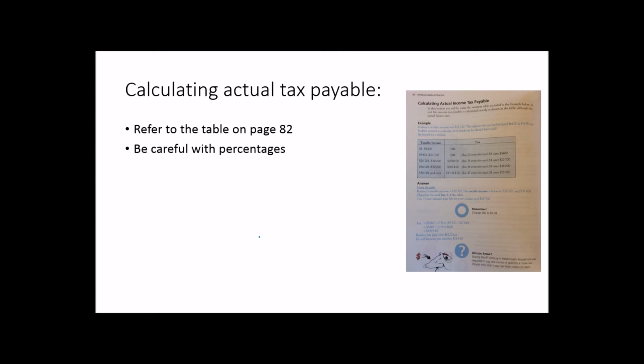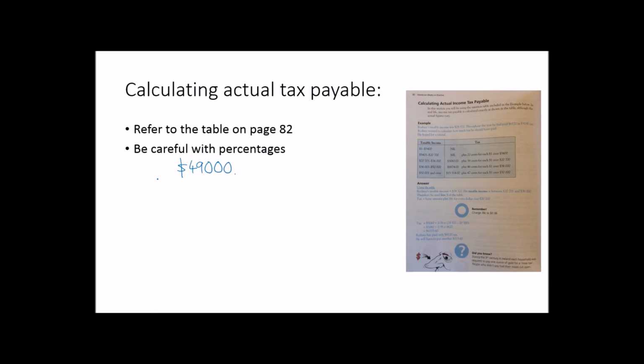Now, this is calculated on your taxable income. So with our first guy, we've figured out that his taxable income is actually only $49,000, not $52,000. When you're doing this, you've just got to be careful with percentages, and also careful that you understand the table properly. This is the table that's on page 82 in the book. I think it's about the fourth attachment in resources.